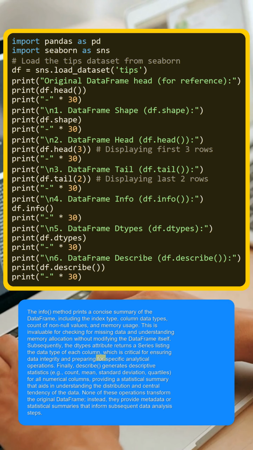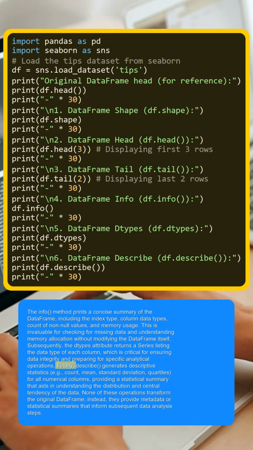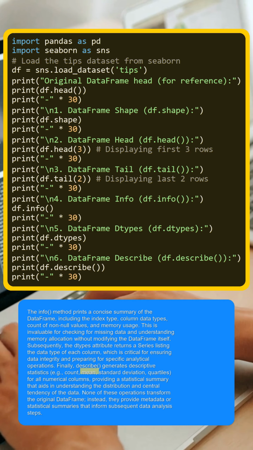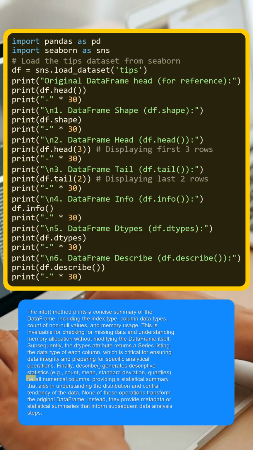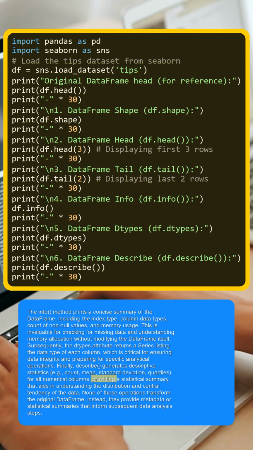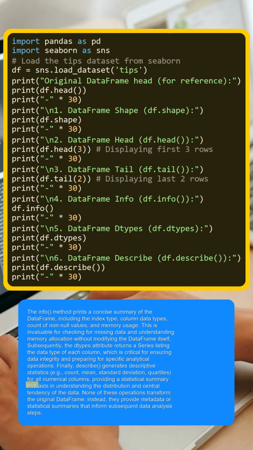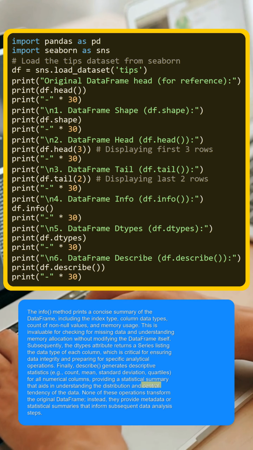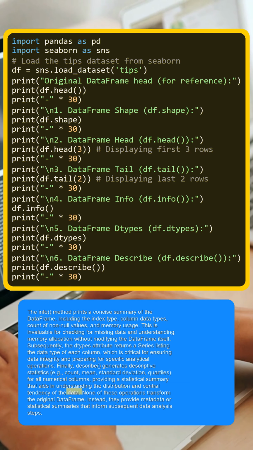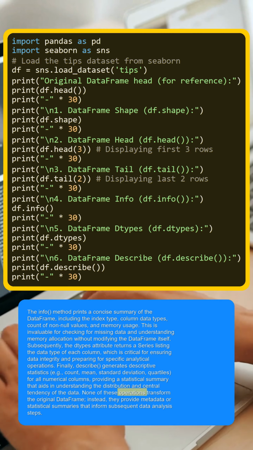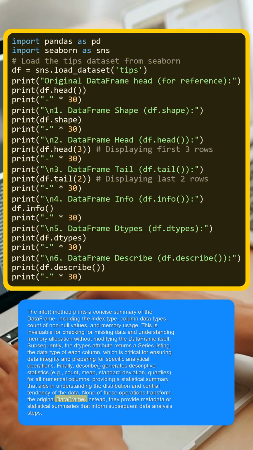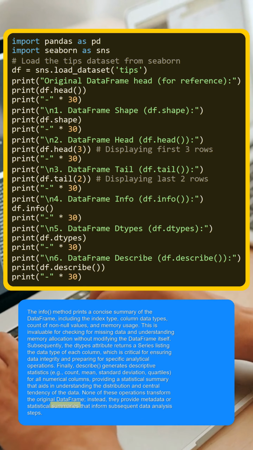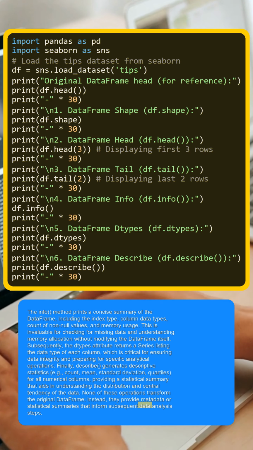Finally, describe generates descriptive statistics, e.g., count, mean, standard deviation, quartiles, for all numerical columns, providing a statistical summary that aids in understanding the distribution and central tendency of the data. None of these operations transform the original data frame. Instead, they provide metadata or statistical summaries that inform subsequent data analysis steps.